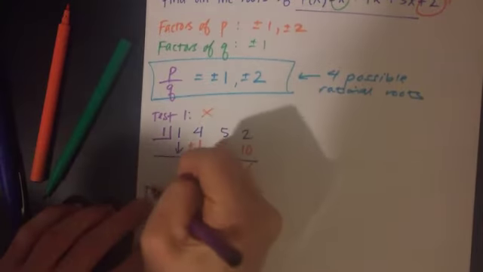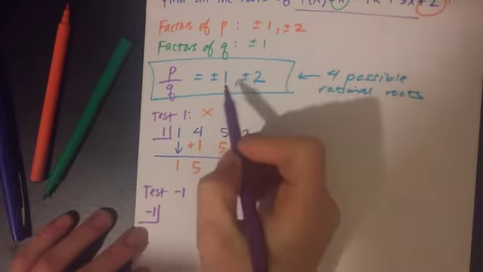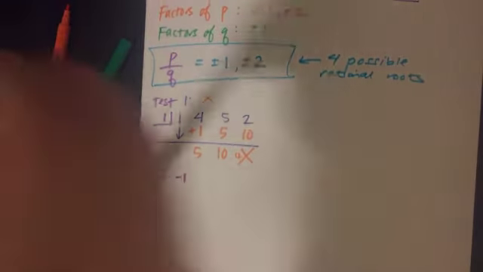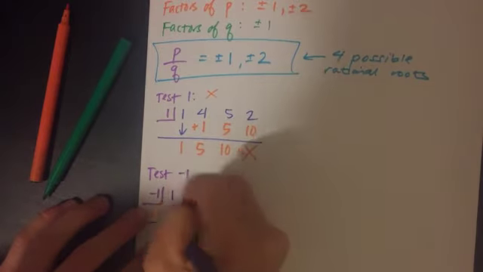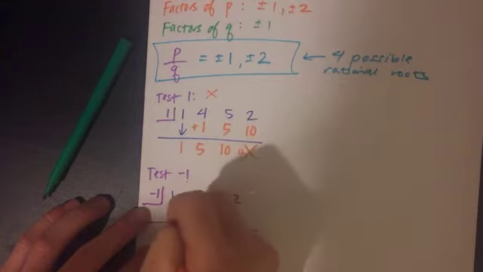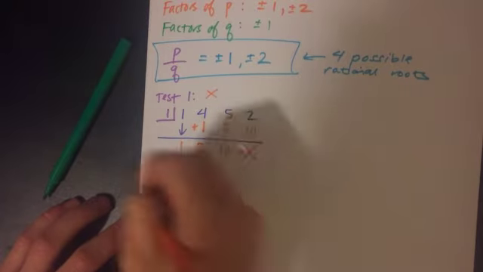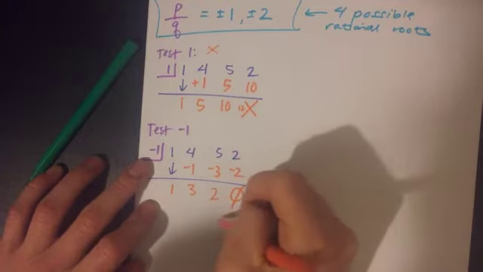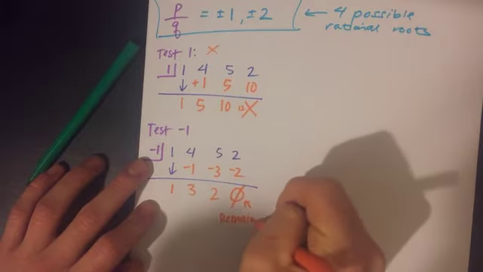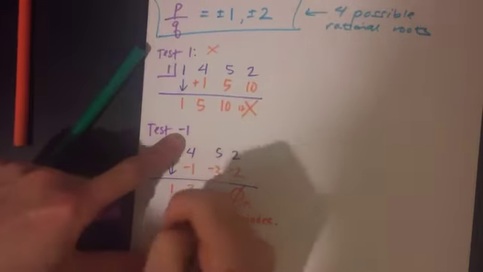So why don't we test -1? Since plus or minus 1 are 2 possibilities. So I have the same coefficients. Same process here. Bring it down to 1. Now I multiply. Now I add. Now I multiply. Now I add. Now I multiply. Oh my god! Yay! Remainder is 0. Remember, this is the remainder. Since the remainder is 0, that means -1 is a root.